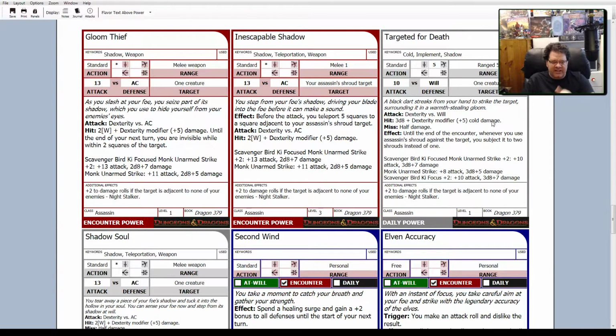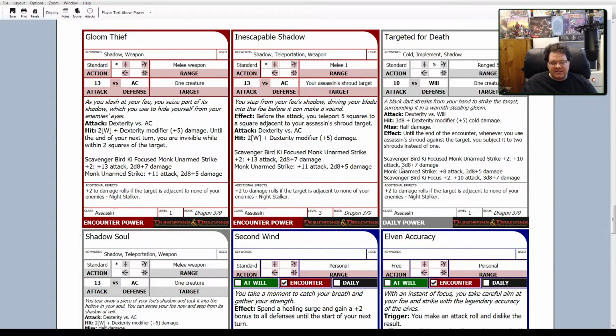So it's literally just like doing ninja stuff and going cold. It would freeze them. And then until the end of the encounter, whenever you use Assassin Shroud against the target, you apply 2 shrouds instead of 1. So that changes things. Again, when you use this as your standard action, you would probably invoke your Shroud before it. Or normally you would invoke a Shroud and then you'd use your standard action.